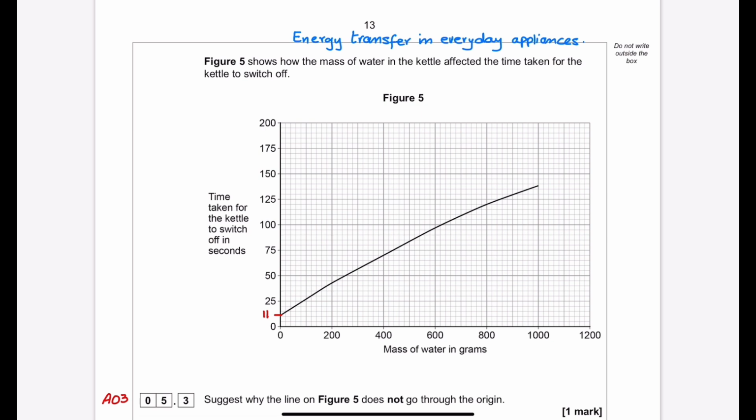Figure number 5 is the relation between the mass of the water in grams and the time taken for the kettle to switch off in seconds, which is along the y-axis. We can see that a graph line is present, which is not a straight line. It is a little bit curved line and it is unable to pass through the origin.